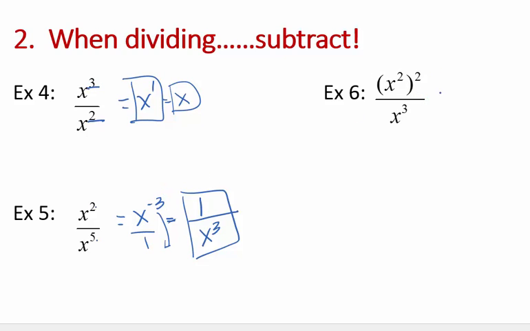Look at number 6. x squared, squared. So it's a power to a power, so I multiply the powers, and I get x to the 4th over x to the 3rd. I subtract them, and I get x to the 1st, which is just x. Okay?